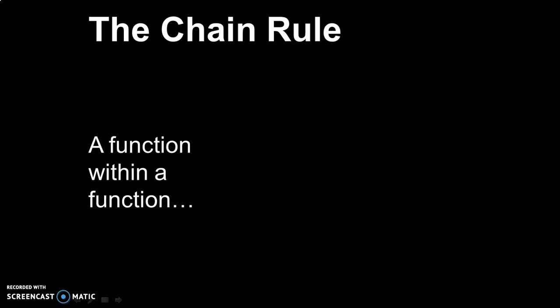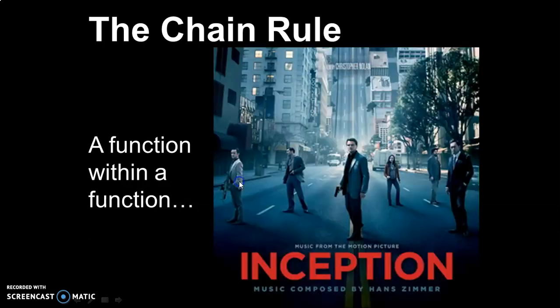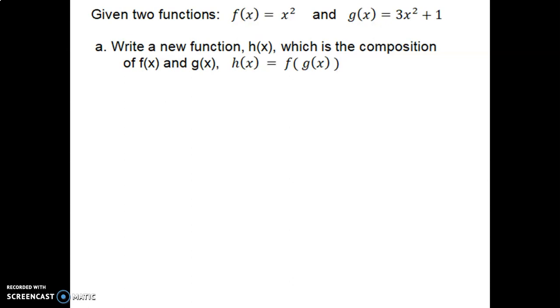This is a very important rule in the realm of derivatives. It helps us find derivatives when we have a function within a function, just like the great movie Inception, where we had a dream within a dream. The chain rule helps us deal with functions within functions. All right, let's begin. So we have two functions, f of x and g of x.